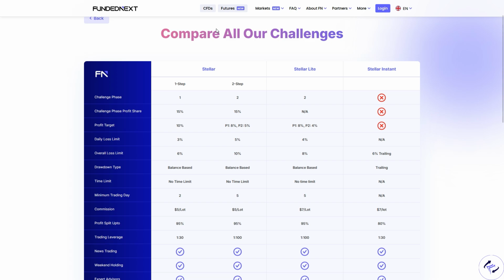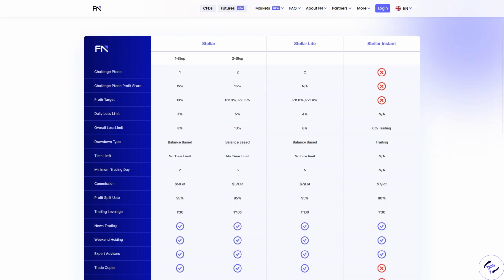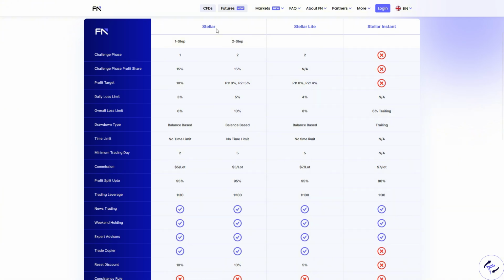For my first phase, profit target is 8% as you can see here, and if I pass this, then I will go to phase 2 where my profit target is 5%. My daily loss limit is 5% and overall loss limit is 10%. If I pass these challenges, I will become FundedNext trader and split up to 95% of my profits with FundedNext.